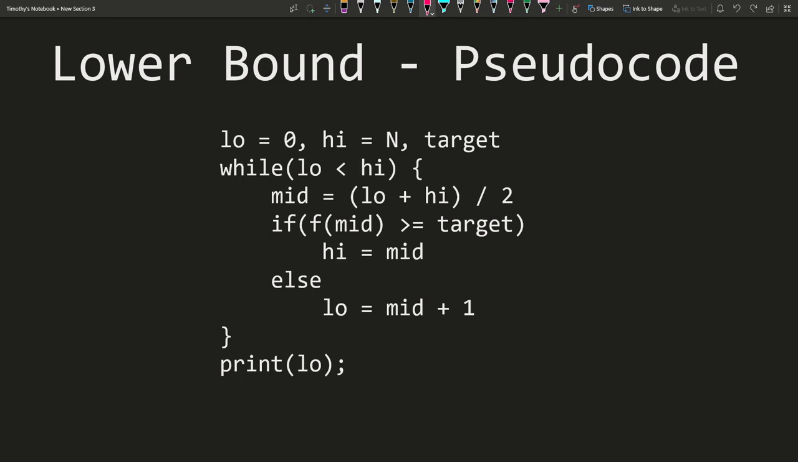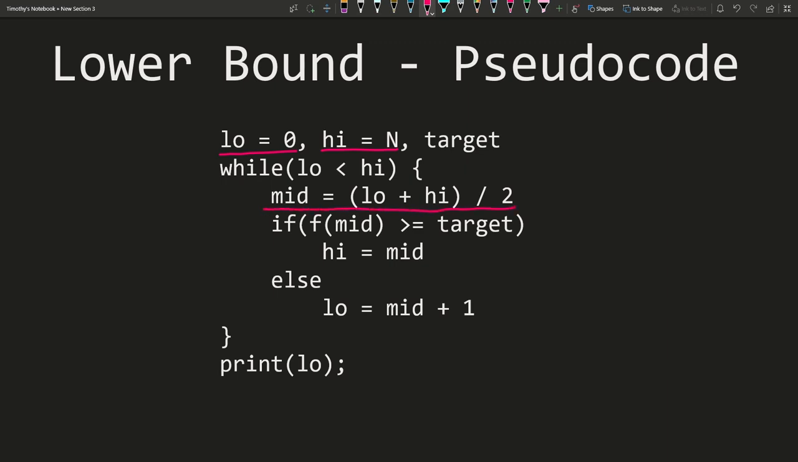Okay, so here I've provided the lower bound pseudocode in which you need a low, high, and a target. So what we're going to have is the low is starting at 0, and our high will start at n. So that's going to be our entire search range. Then we're going to say while the low is less than the high, we're going to calculate the middle by saying low plus high divided by 2.